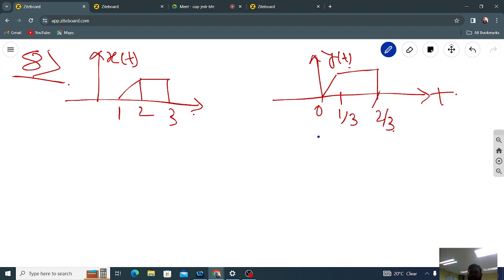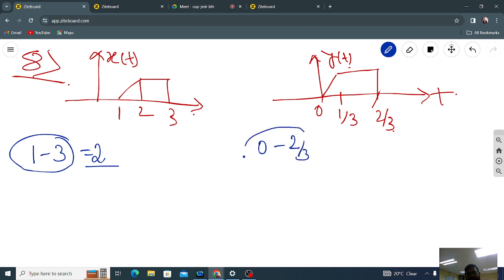Okay, so again see, this signal is from 1 to 3, so total duration is 2, but here it is 0 to 2 by 3, so total duration is 2 by 3.